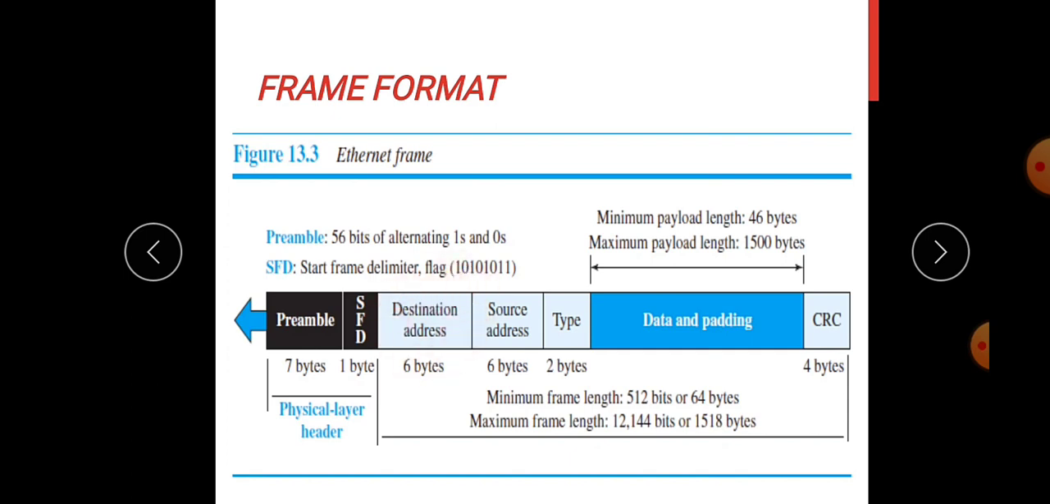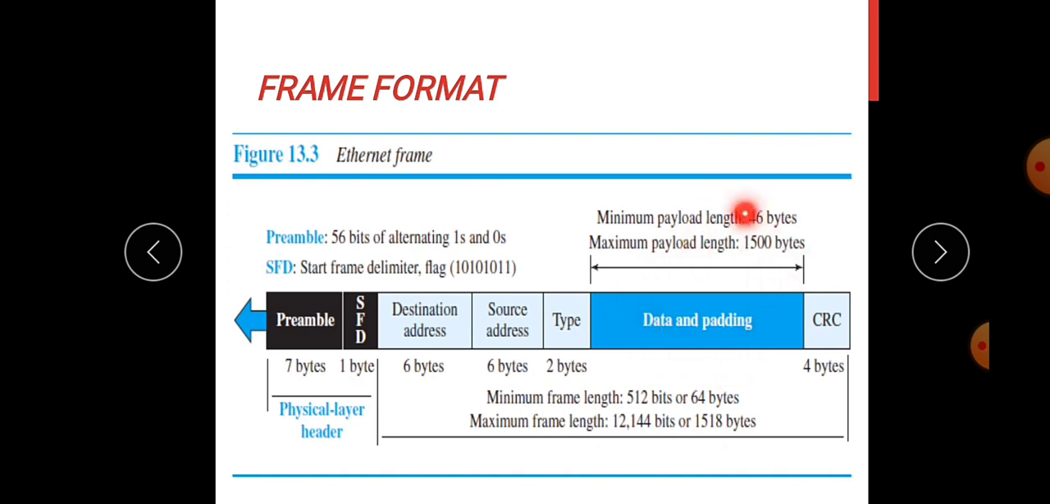So the next field is destination address. This field is of 6 bytes and contains the link layer address of the destination station or stations to receive the packets. The next field is source address. This field is also 6 bytes and contains the link layer address of the sender of the packet. The next field is type. This field defines the upper layer protocol whose packet is encapsulated in the frame. This protocol can be IP, ARP and so on.